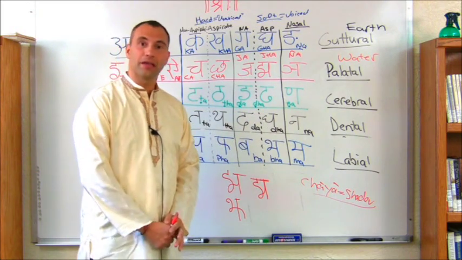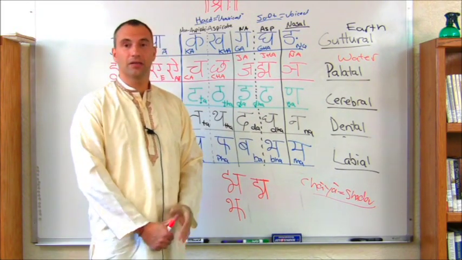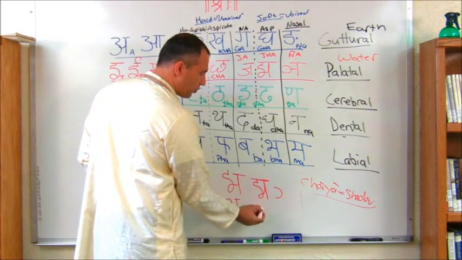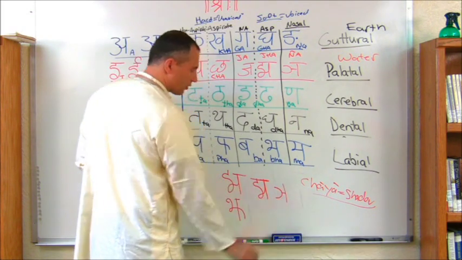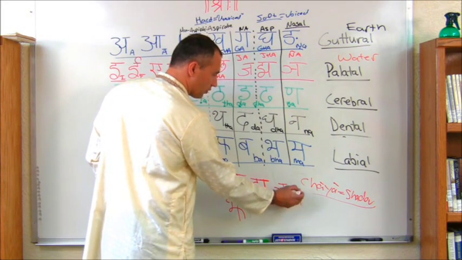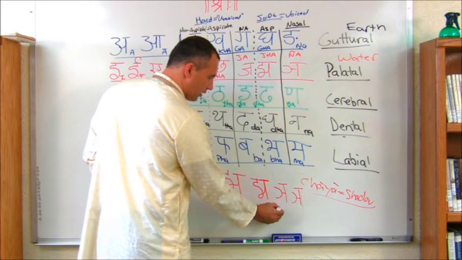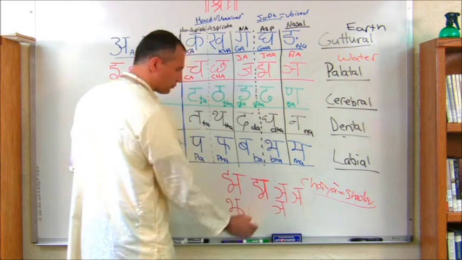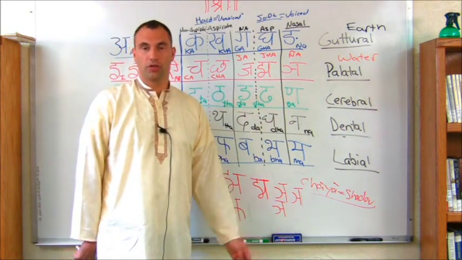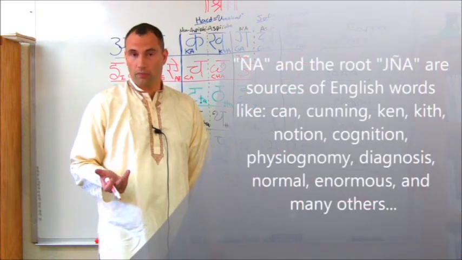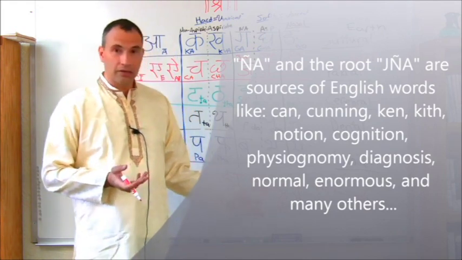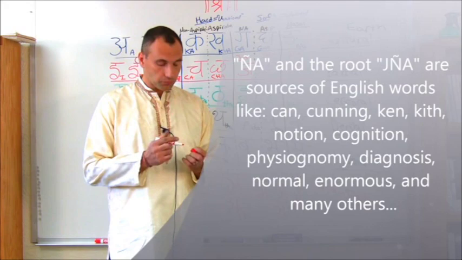Finally, the letter nya. Nya, like the ñ in sueño. Okay, and this is written half moon, horizontal, vertical. Half moon, horizontal, vertical. Nya relates to knowing, knowledge. Our words to know come from the word jna in Sanskrit, which means to know, jnana. Nya means to know.